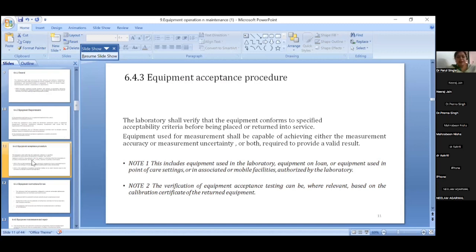Now, two notes are given in this. Note 1 is this includes equipment used in the lab, equipment on loan, equipment used in point of care testing, in associated or mobile facilities authorized by the lab. If some point of care instrument is placed in ICU, but it is under the control of laboratory, then you have to maintain that equipment. You have to prove its acceptance testing procedure. You should verify everything. Note 2 is the verification of equipment acceptance testing can be, where relevant, based on the calibration certificate of the equipment.